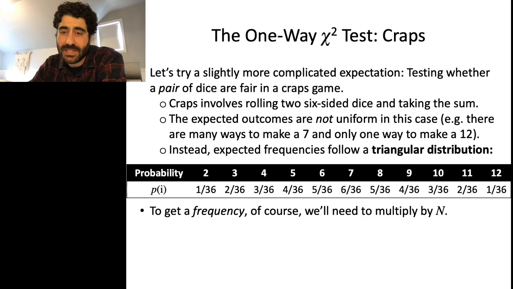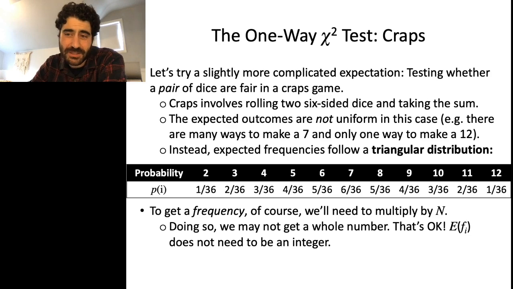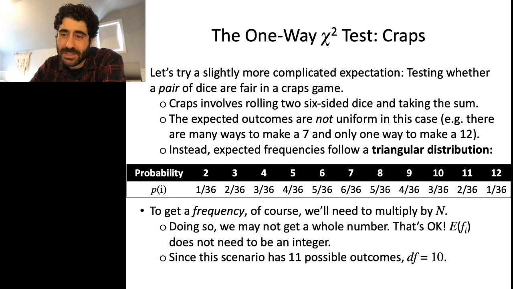So we're going to have to get an expected frequency here by just taking these probabilities and multiplying by our sample size. You might notice this might give us things that are not whole numbers, but that's okay. If our sample size is not a multiple of 36, we're going to get some decimals here, which is fine. Also, remember the degrees of freedom here are going to be 10 because there are 11 possible outcomes from 2 to 12, right? No matter what our sample size is, degrees of freedom will be 10.